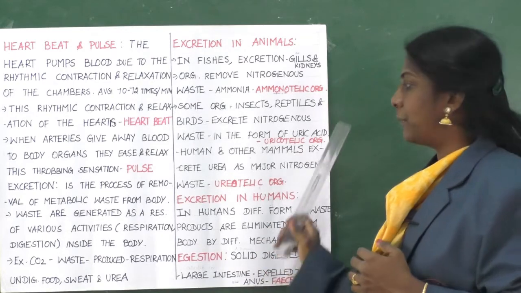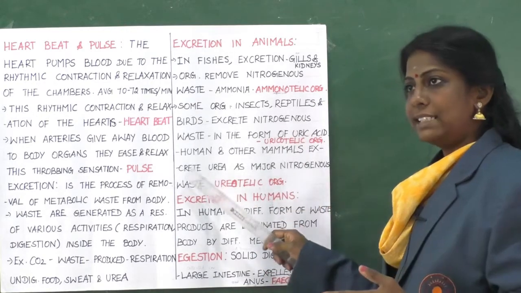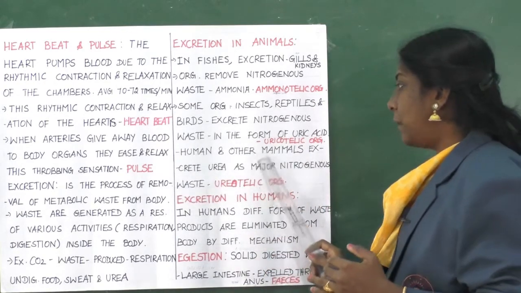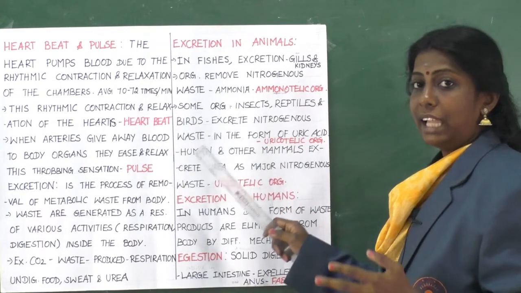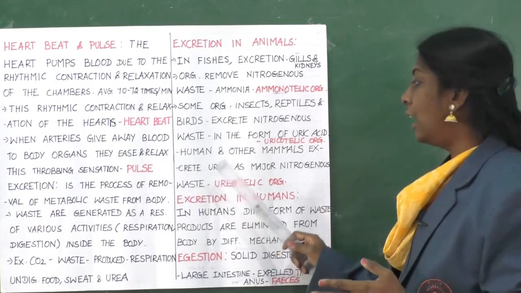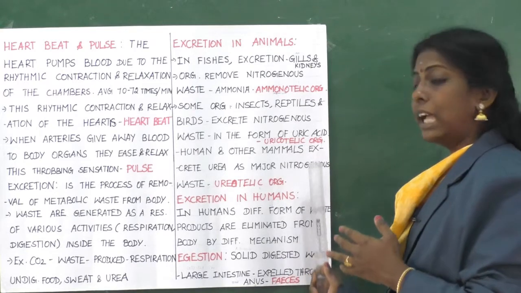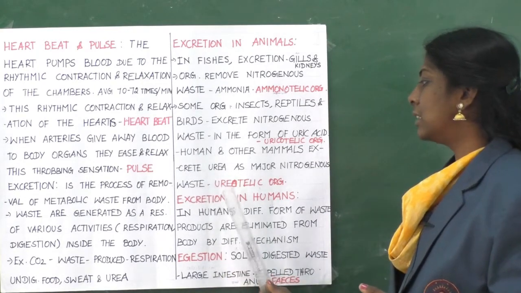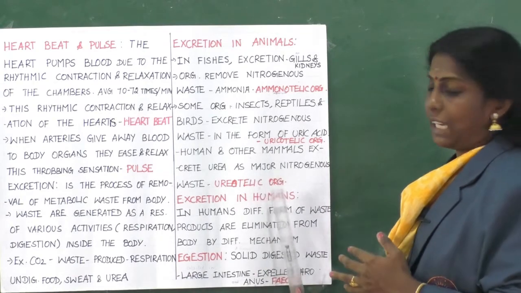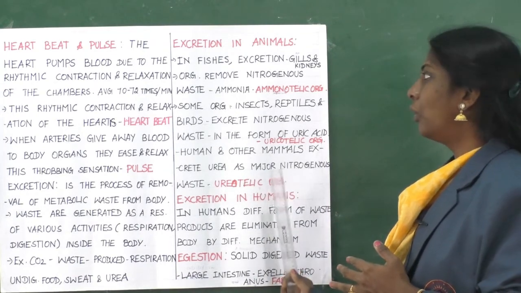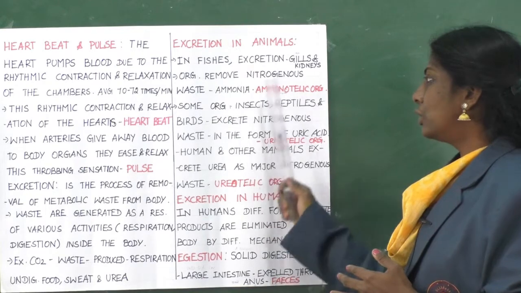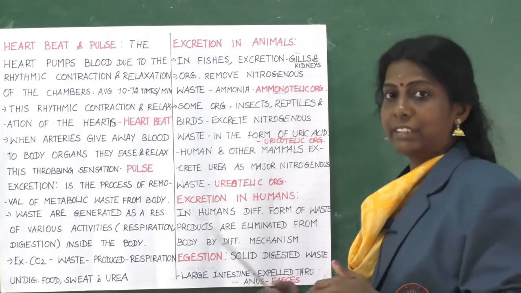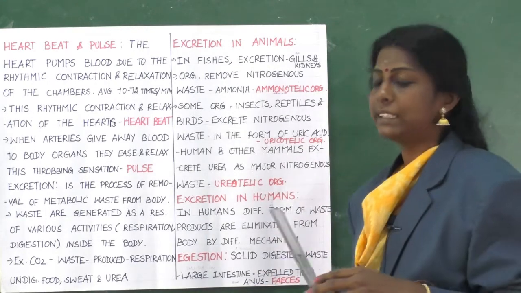Uricotelic organism. Then, some organisms like humans and other mammals excrete urea as the major nitrogenous waste. And that organism is said to be a ureotelic organism. Ureotelic organisms. Okay. So, now let us learn about how this excretion is taking place in humans.